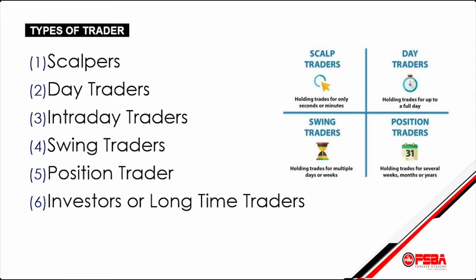Position traders will trade for like months, 2 months, 3 months, 4 months, and the likes. While investors or long-time traders will trade for months, years, sometimes 5 years, 6 years. The likes of Warren Buffett, they are investors, right? They invest in stock, they invest in currencies for years.